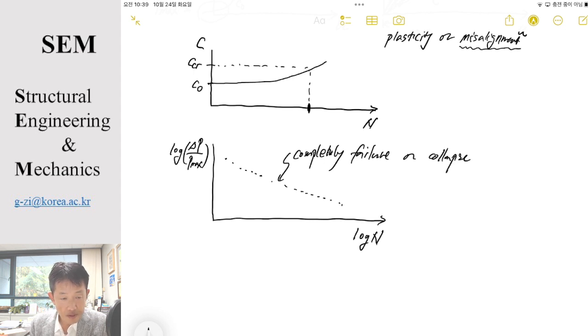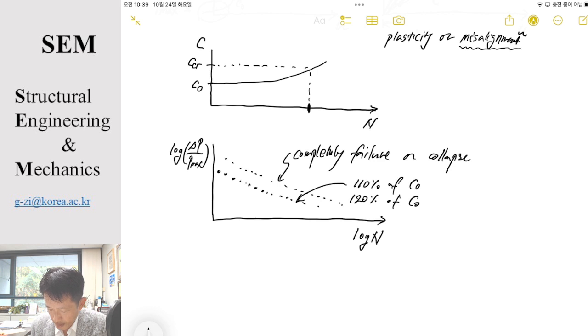But in real structural scales, it is very difficult to continue the test to have a real collapse because of large deflection. We cannot do that. So instead of that, we gather the data corresponding to a certain compliance increase. For example, you can consider 110% of initial compliance, or you can say a 20% increase of the compliance. Okay, let me stop my summary regarding the fatigue test here.